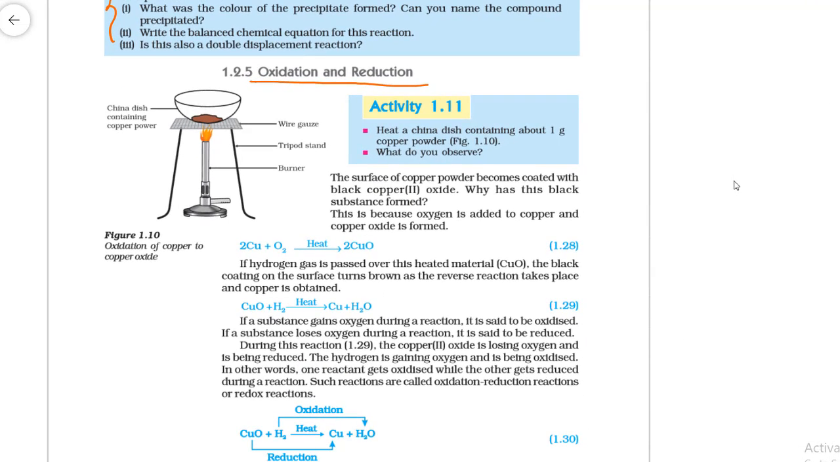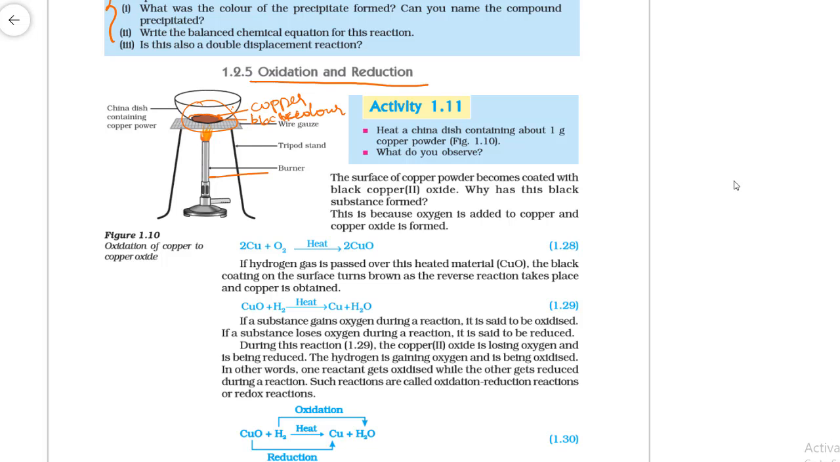Let us see. What you have to do is take one china dish, and in this china dish you are going to add copper. Now after adding this, you are going to heat the copper with the help of the burner. What happens? If you see here properly, the surface of the copper becomes black in color, or it is coated with black color.